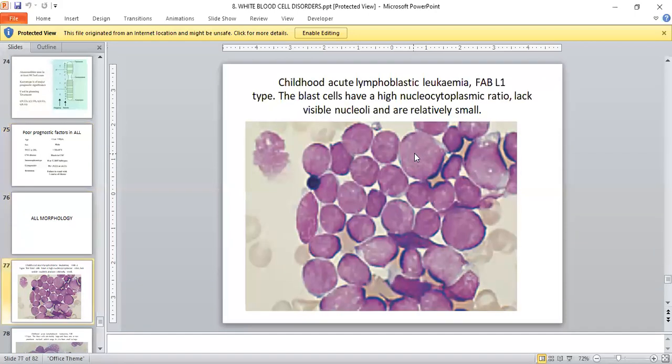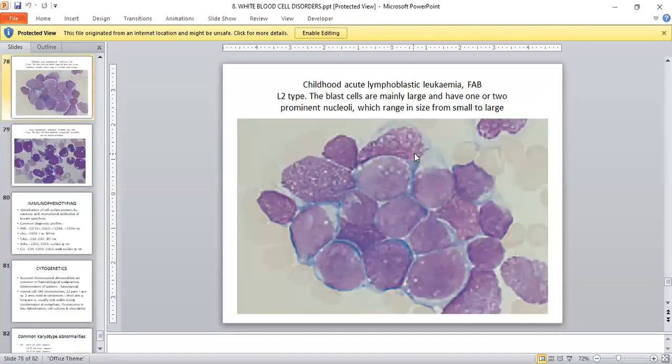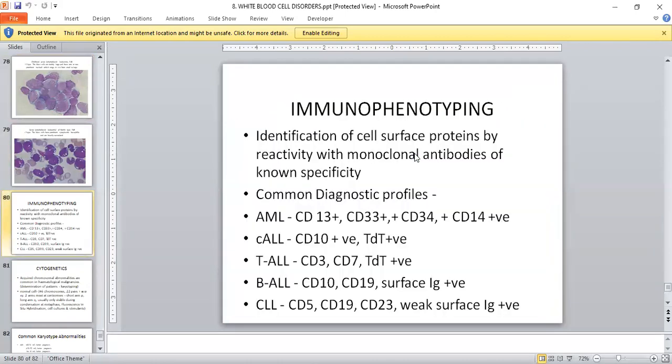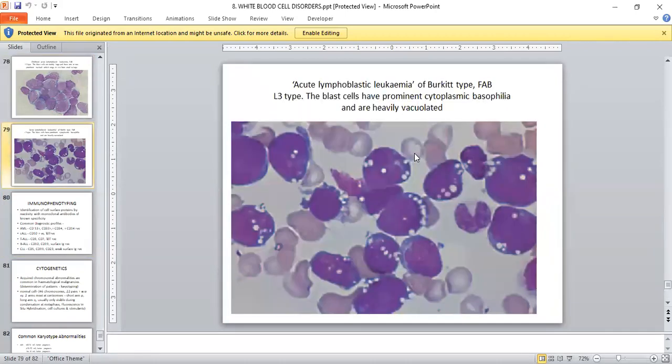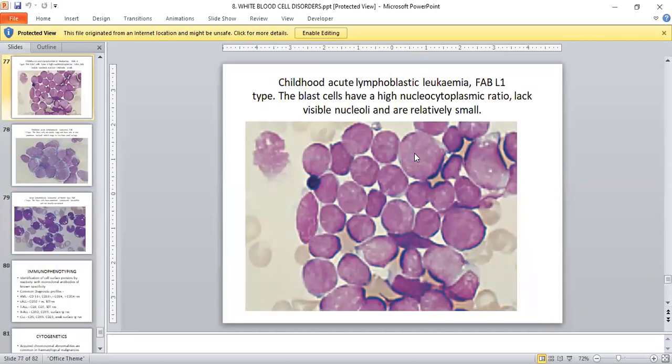So these are just the different morphologies based on the FAB classification. We have the L1, L2, L3. So these ones are the ones we mentioned at the beginning.